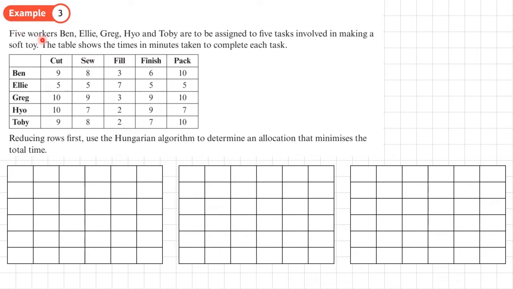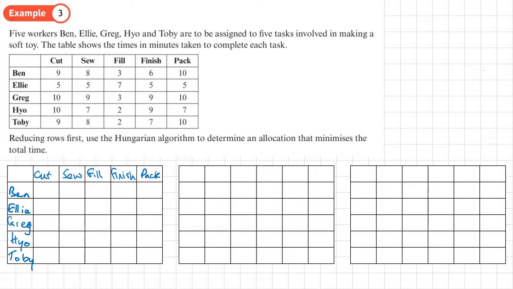Example 3. 5 workers, Ben, Ellie, Greg, Hayo and Toby, are to be assigned to 5 tasks involved in making a soft toy. The table shows the times in minutes taken to complete each task. Reducing rows first, using a Hungarian algorithm to determine an allocation that minimizes the total time. Okay, so let's start by finding the smallest element in each row.